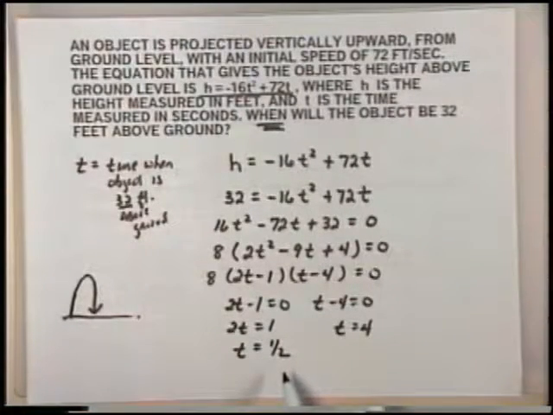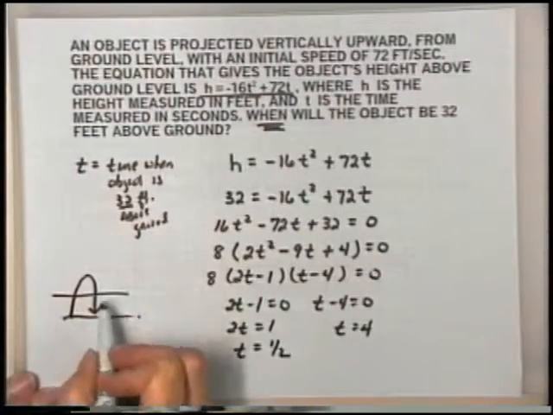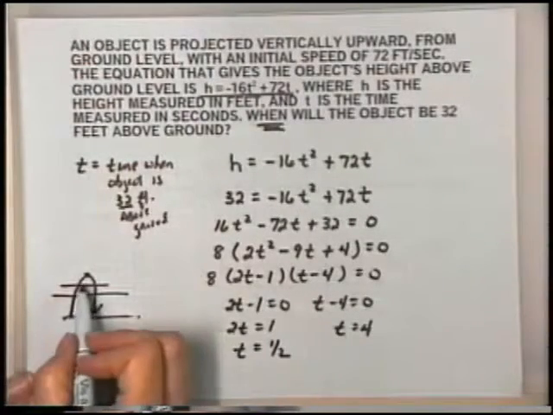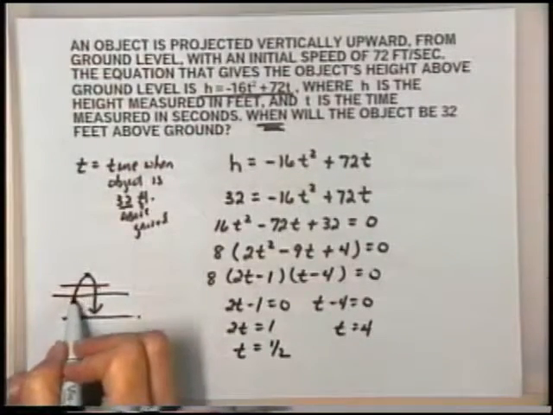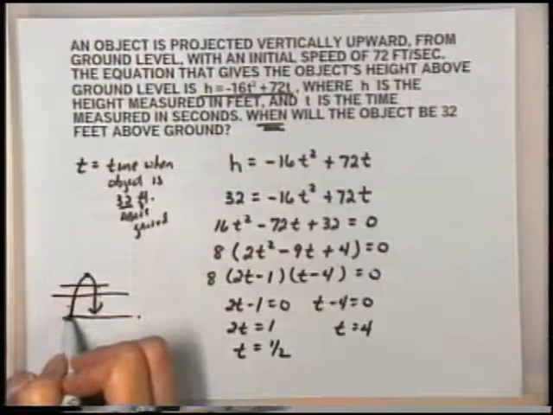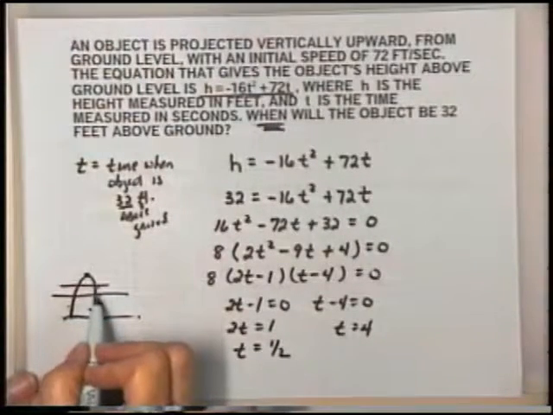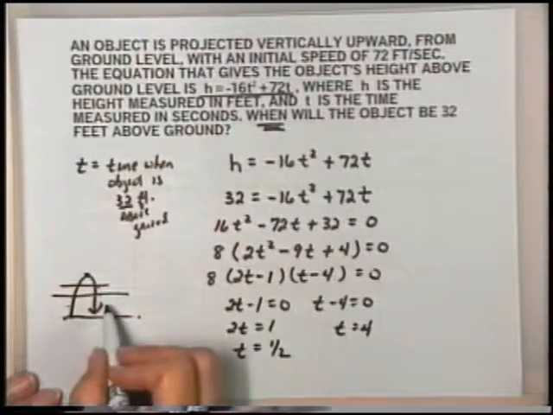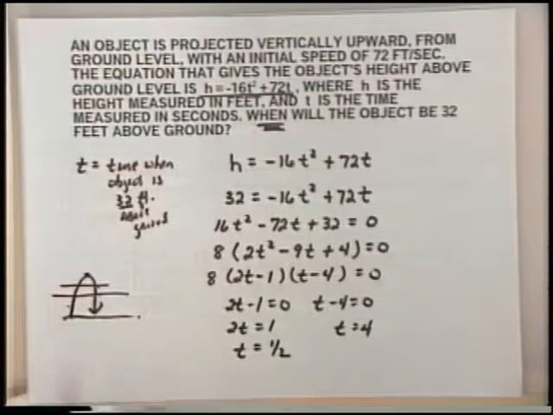If you look at our picture that we've drawn, it is logical to have 2 times for this to be equal to 32 feet. Because you'll notice at every place in our drawing except at the very top, there will be 2 different times that our object is at each height. One time going up and then another time coming back down. So evidently 1/2 of a second after this object is projected upward, we are at 32 feet. And then 4 seconds later, it's again at 32 feet on its way back down to the ground.